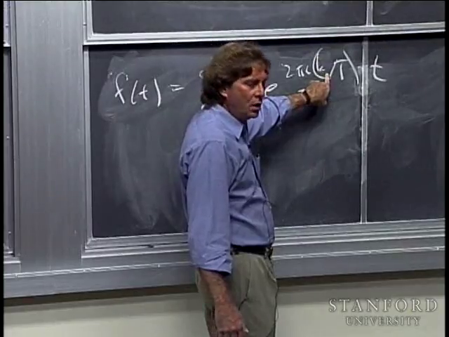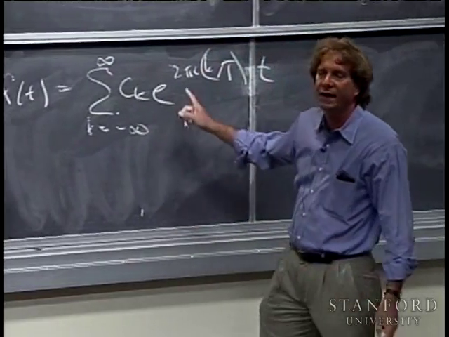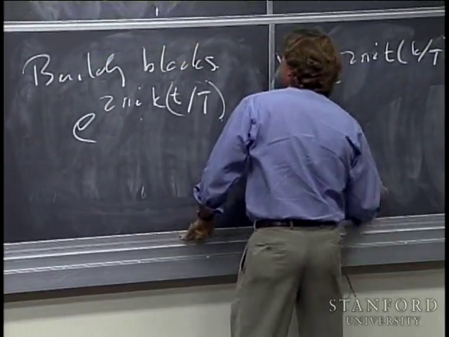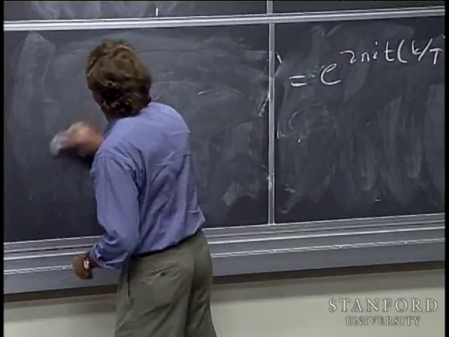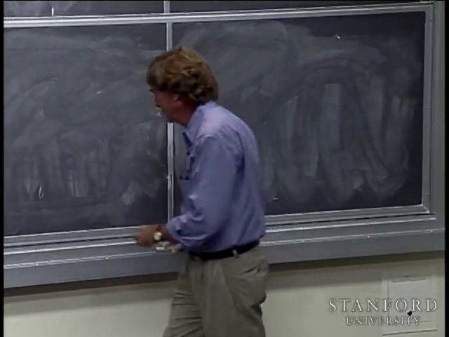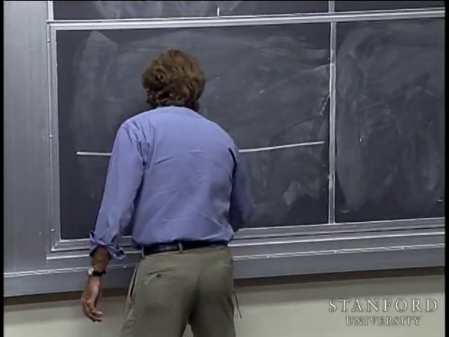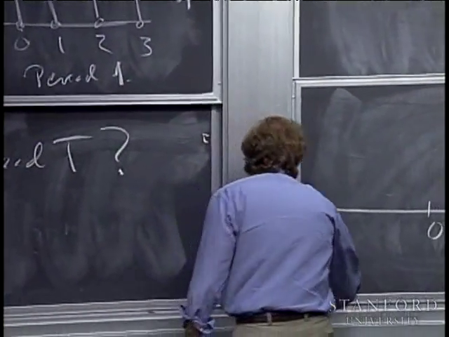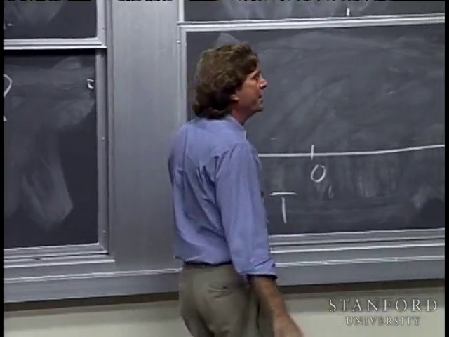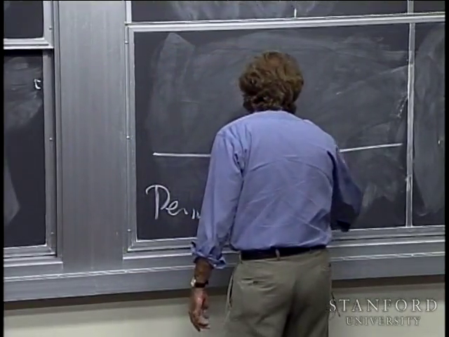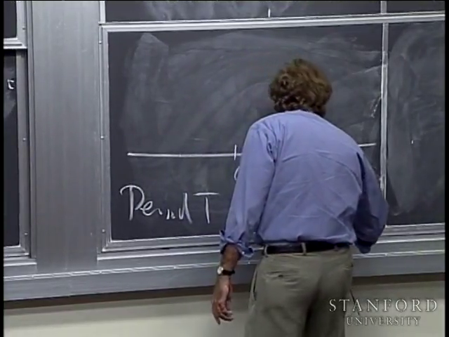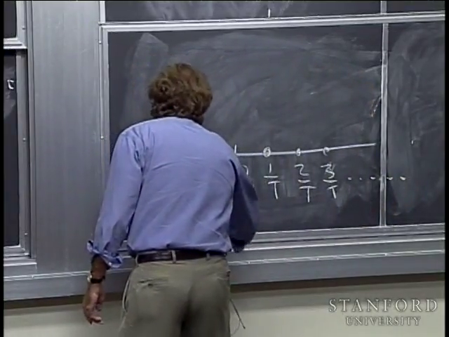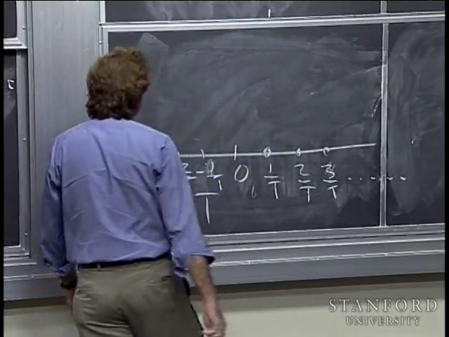If you were to draw a picture of the spectrum that would correspond to a series that looked like this, you would draw 0. So this was for period 1. For period T, the first harmonic is at 1 over T, the second harmonic is at 2 over T, the third harmonic is at 3 over T, and so on. Then it's minus 1 over T, minus 2 over T, and so on. The spacing is 1 over T apart.